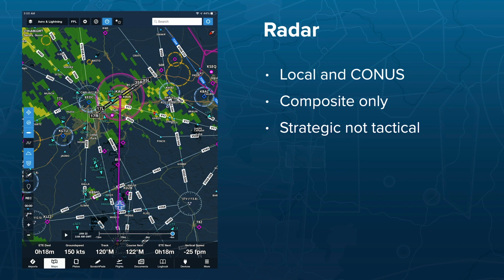So I think the key is to use radar as one of many tools, including lightning, METARs, some of these other things you're going to talk about, but also your eyes and just what the airplane feels. Use it as one of many tools to make a smart decision instead of just being a slave to radar. That's how you fly safely, I think, with data link radar.